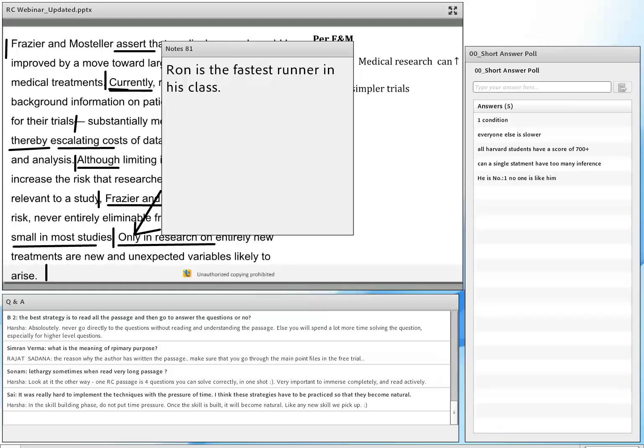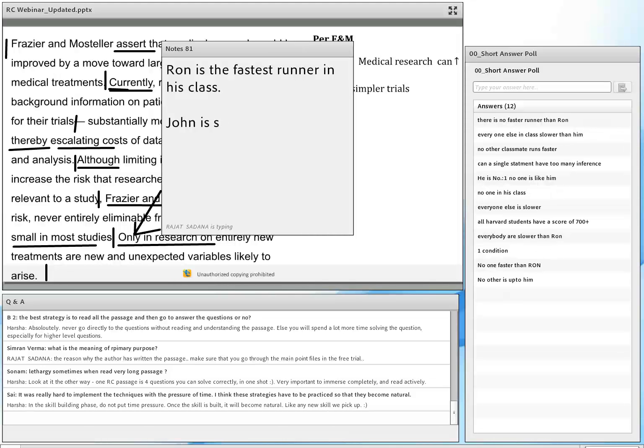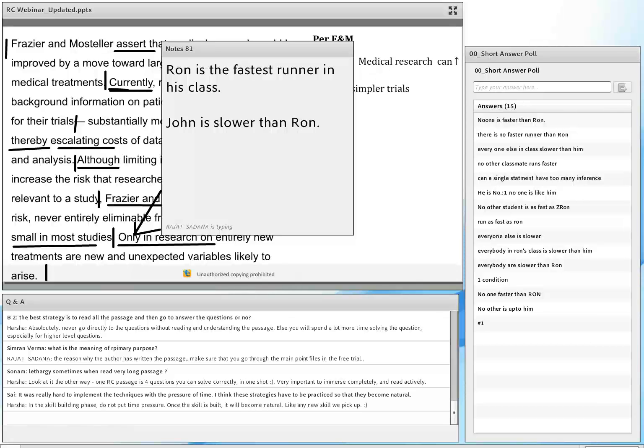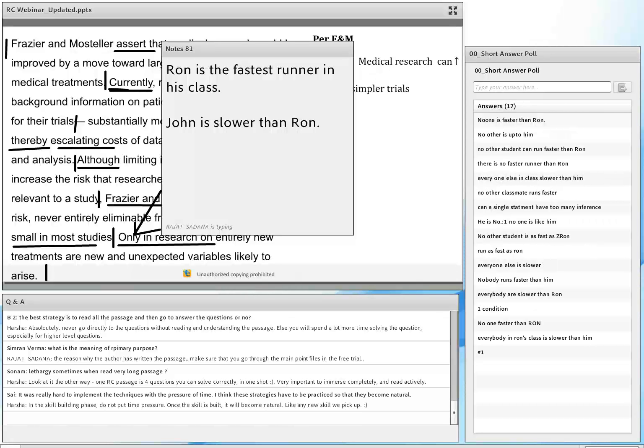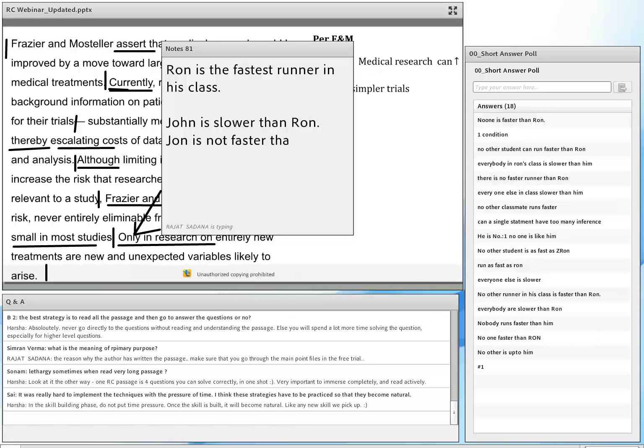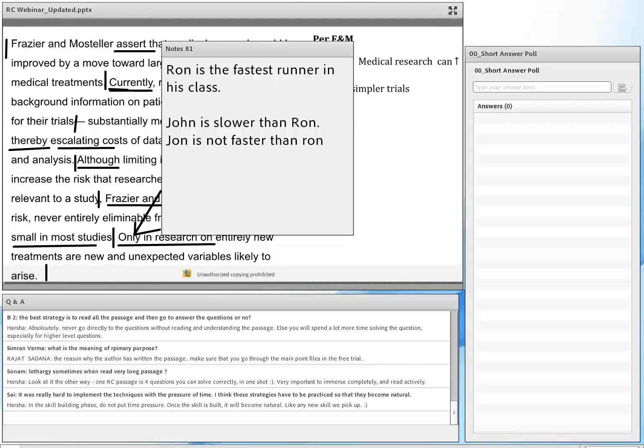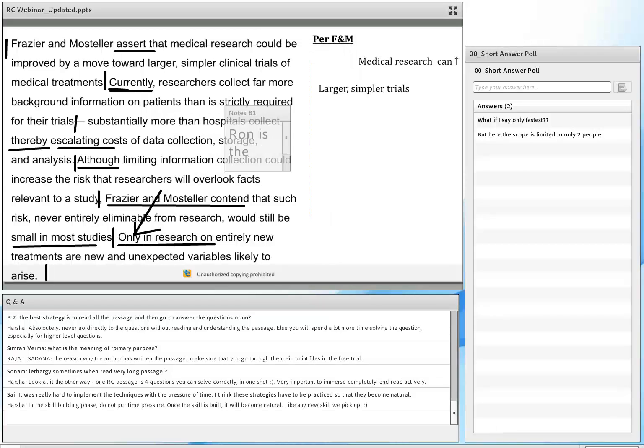He's number one. There's no one like him. Everyone, so if say John, you can infer John is not faster than Ron. No one's faster than Ron. Right? He's not as fast as Ron. Yes. No one is faster than Ron. But here the scope is limited to only 2 people. No, not really. The class can have 50 people.